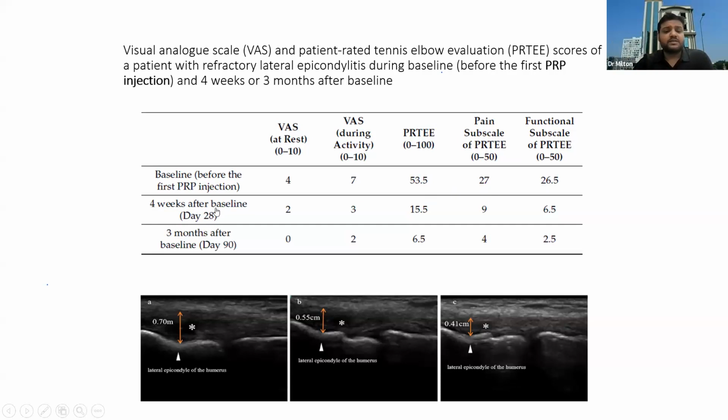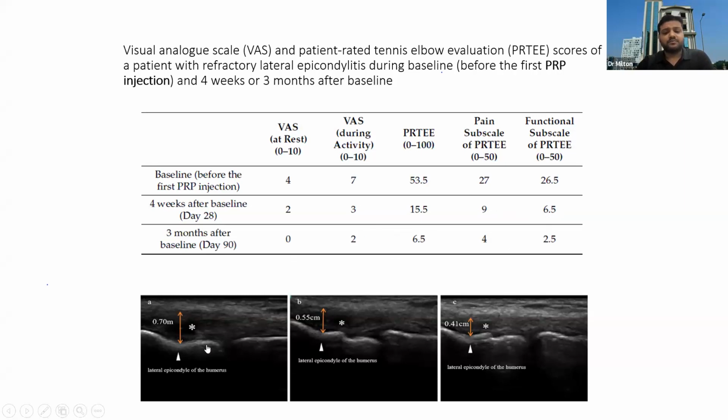After 4 weeks, after giving the first PRP, we saw that the VAS score was around half, and both resting and active stages also went down. The patient-related tennis elbow pain score also decreased to 9, and the functional score is around 6.5. And after 90 days, the VAS score at rest is almost 0, and during activity or work it is 2.